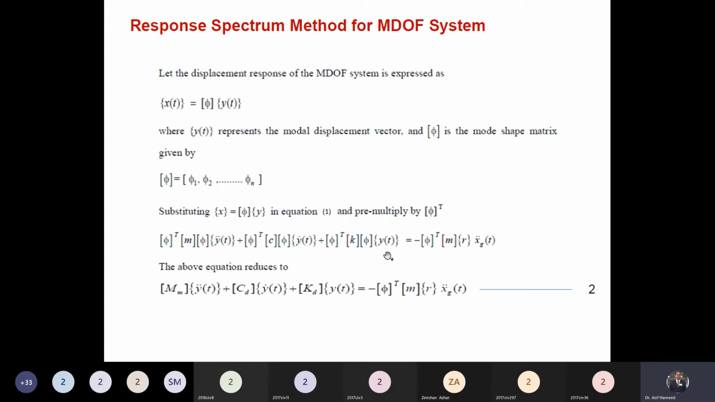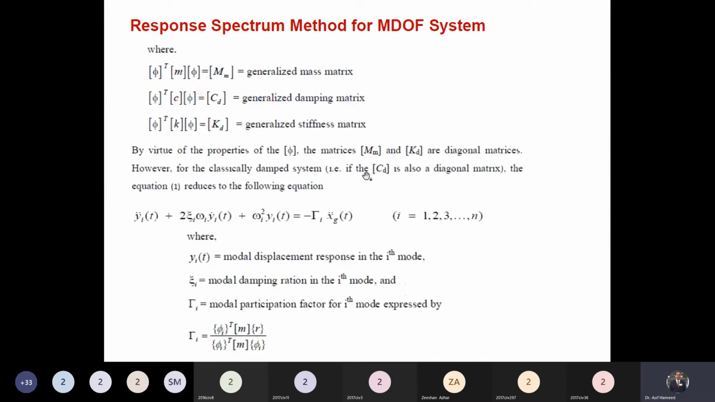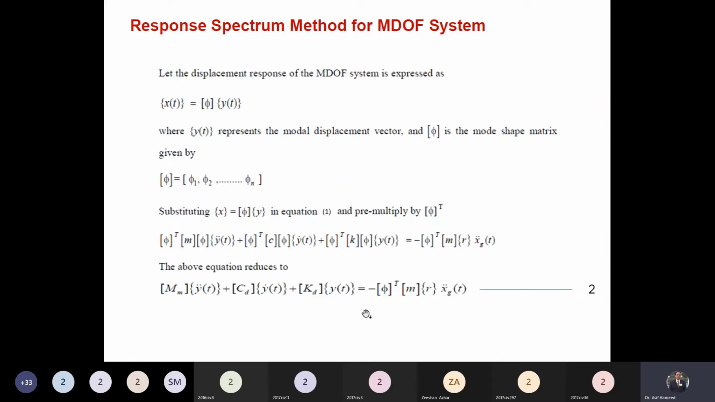Next step is we have to divide the whole expression by the mass matrix. Divide by the mass matrix. By using the orthogonal property of the mode shapes, these matrices, the mass matrix, damping matrix, and stiffness matrix, are diagonal. We can divide this equation by the mass matrix. Here we will have, what will come here? M over M.